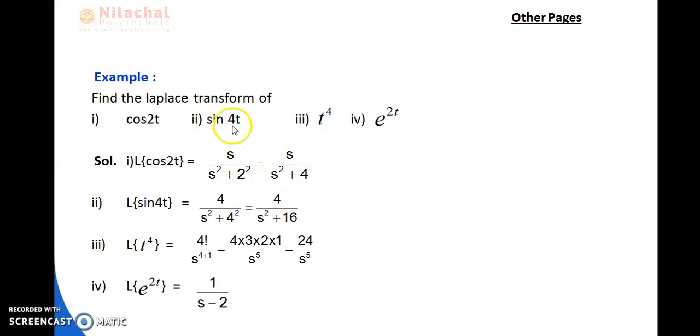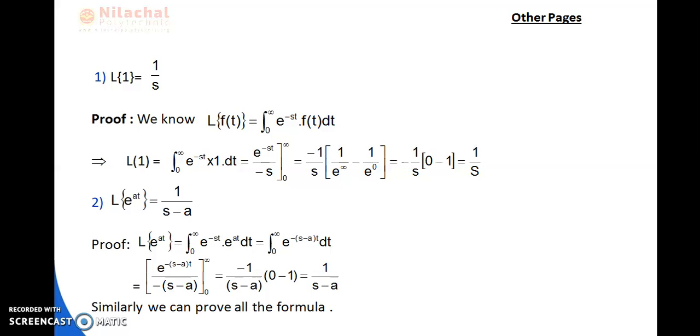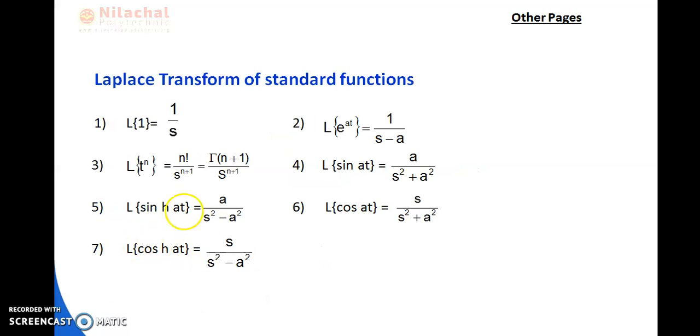Similarly, sin 4t: Laplace of sin at equals a by s square plus a square, so here a is 4, so 4 by s square plus 4 square, that equals 4 by s square plus 16. Then another example is t to the power 4, Laplace of t to the power 4. Let us go for this example. This is the formula: Laplace of t to the power n is n factorial by s to the power n plus 1.